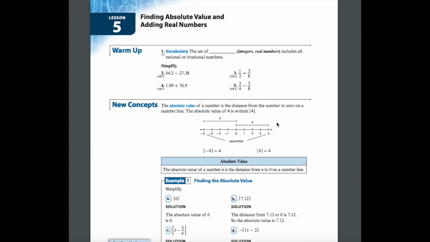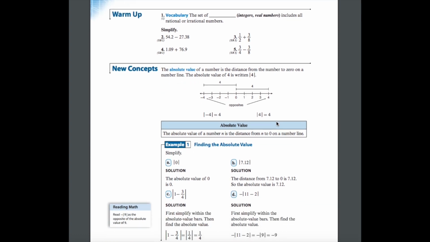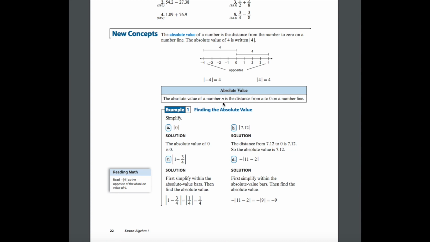Now what's unique about absolute value is that if it's measured in distance, it's always going to be positive. Even if it's a measure on the number line from, say, a negative number to 0, the distance overall is still a positive value. Our definition here is repeated. The absolute value of a number, n, any number, is the distance from n to 0 on the number line. That means the absolute value of positive numbers and negative numbers are going to be given a positive value.